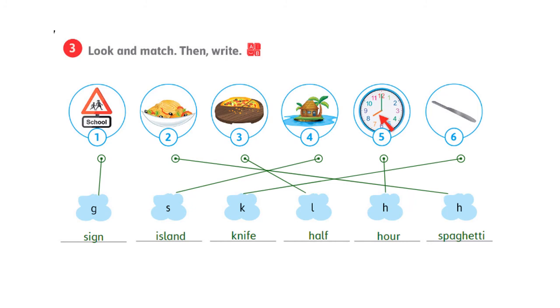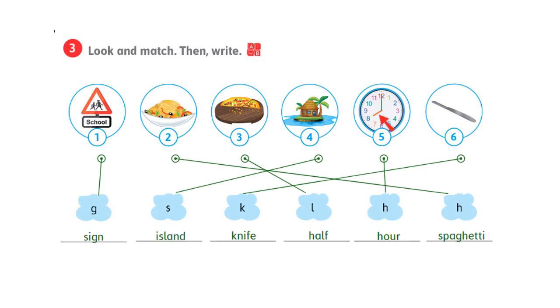Number two, spaghetti. Yes, let's match spaghetti with letter H and write the word spaghetti. Number three, half. What is the silent letter here? Letter L. How do we write half? H-A-L-F. Number four, island. The silent letter here is letter S. Island.